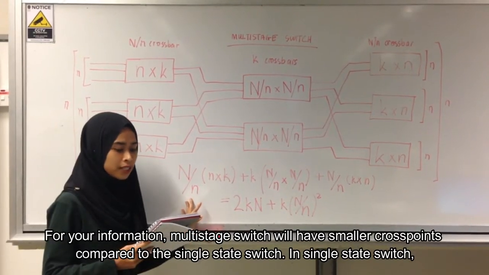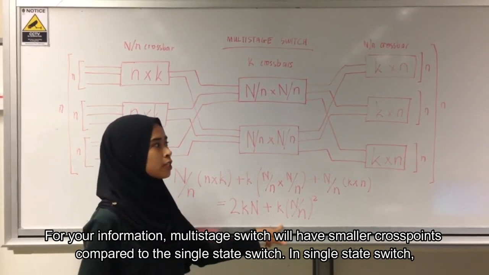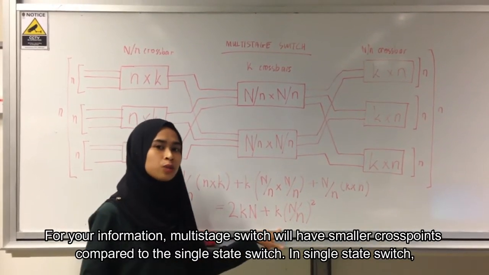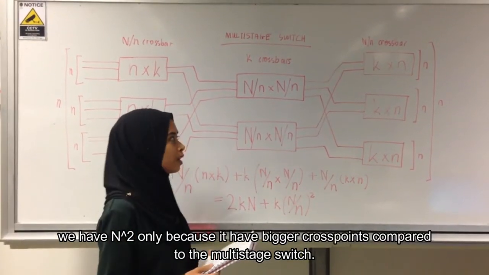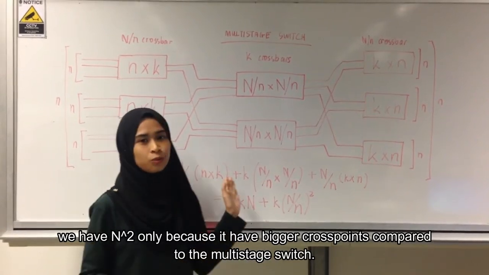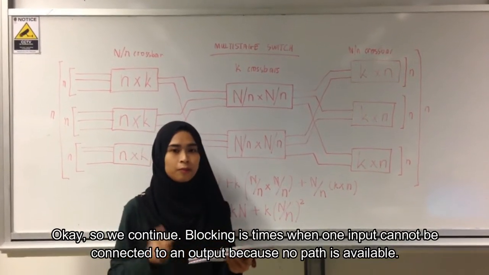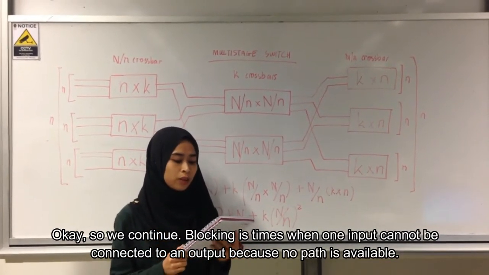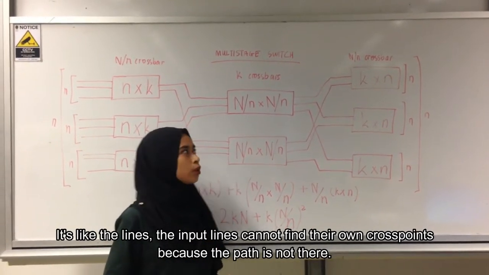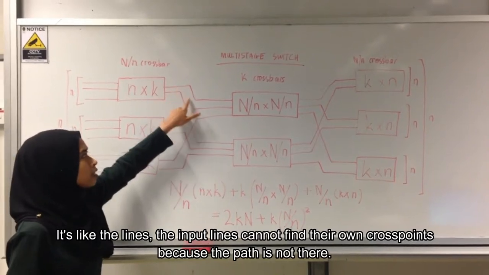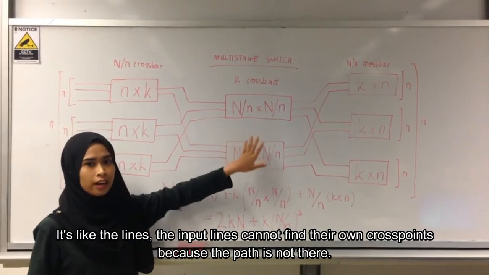For your information, a multi-stage switch will have fewer cross points compared to the single stage switch. In a single stage switch, we have N squared, because it has more cross points compared to the multi-stage switch. Okay, so we continue. Blocking is when one input cannot be connected to an output because no path is available. It's like the input lines cannot find their own cross points because the path is not there.